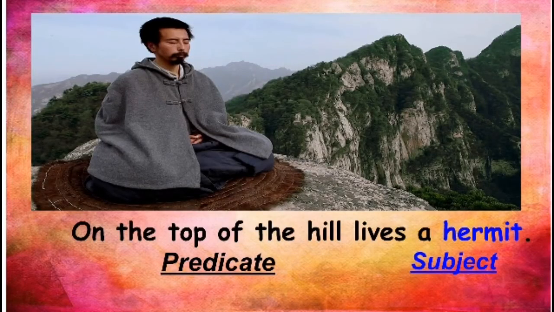Your next example is, on the top of the hill lives a hermit. Here we talk about a hermit. So a hermit is the subject. On the top of the hill lives is the predicate. Here we can find the subject at the end of the sentence. So, the subject of the sentence may come in the beginning, middle or at the end of your sentence.